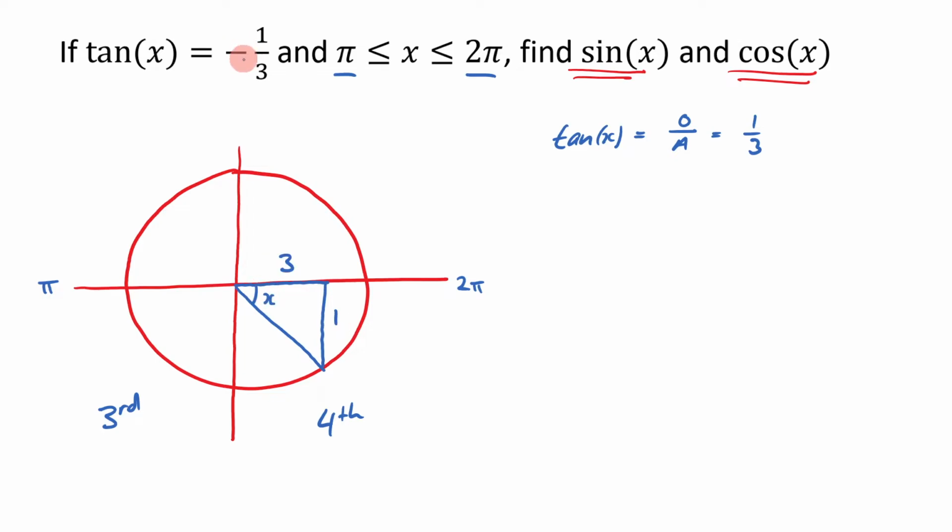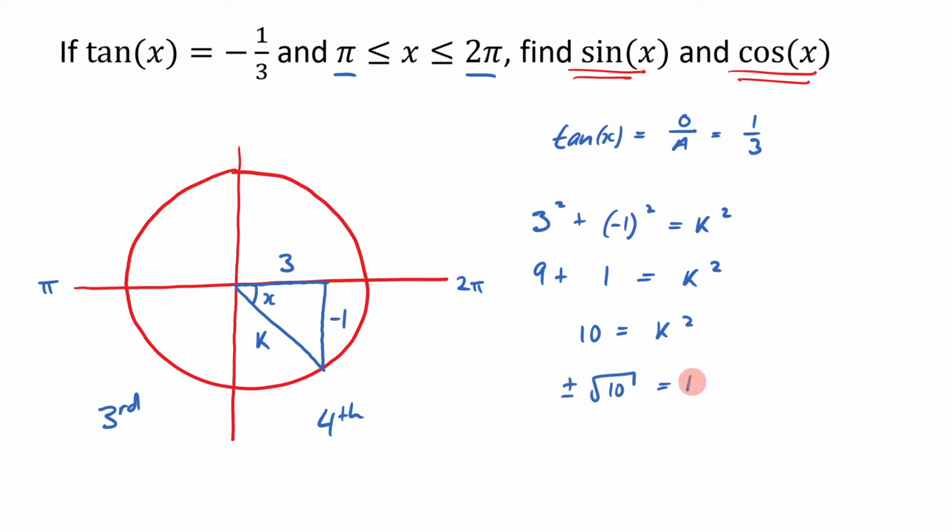But it's got a negative, right? So now the question is, is this negative or is this negative? Well, just by seeing this, you can clearly see that this is going to be our negative value here. So it's my sine that would be negative because the y value is negative. My x is positive, so the cos value here is positive. Now I can find what the hypotenuse will be. I'll find it simply by going 3 squared plus negative 1 squared, which is 9 plus 1. Let's say this is k, so this would be k squared. 10 is equal to k squared, which means plus or minus the square root of 10 is equal to k.